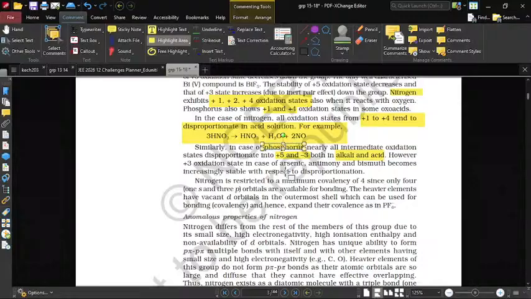However, the +3 oxidation state in the case of arsenic, antimony, and bismuth becomes increasingly stable with respect to disproportionation. Nitrogen is restricted to a maximum covalency of 4 since only four orbitals, one s and three p, are available for bonding. The heavier elements have vacant d orbitals in the outermost shell, which can be used for bonding, and hence expand their covalence, as in PF6⁻.